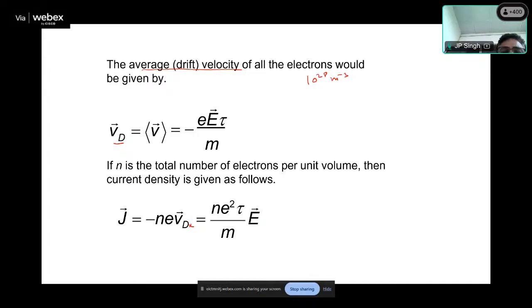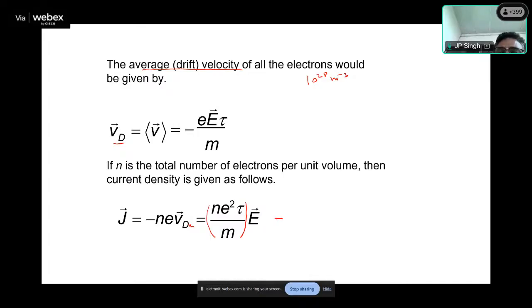So you apply the electric field, they are proportional. Because the mass of the electron m is constant, and n is basically the number of electrons per unit volume for a given material, it is constant. Tau, which is the collision time, is also a parameter specific to the metal. So this whole quantity inside the bracket is a property of the material.